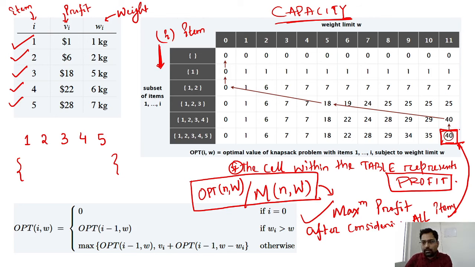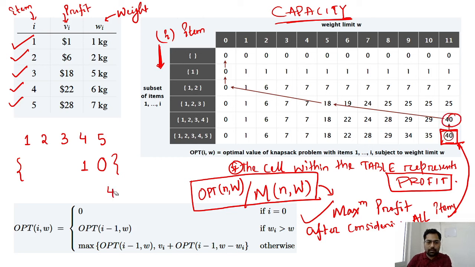So here 40 we will be getting from the above value, which means the fifth element is not giving us 40 as a profit. The previous element is giving us 40 as a profit. Why? Because we have inherited the value from the above. So that's why we should say the fifth element is not taken and the fourth element is taken instead of the fifth element. This is finalized.